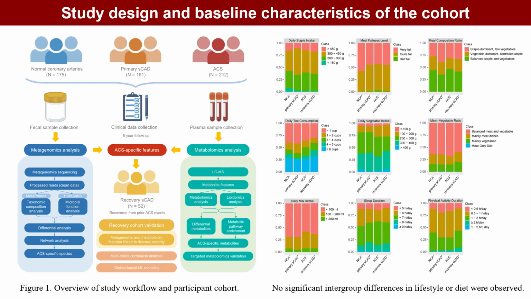We studied 548 participants: 175 with normal arteries, 161 with sCAD, 212 with ACS, and 52 recovery patients. All had fecal metagenomics and plasma metabolomics. Compared with controls, sCAD and ACS patients had more comorbidities and higher inflammatory and cardiac markers, while lifestyle and diet were similar across groups, as shown in Figure S1.